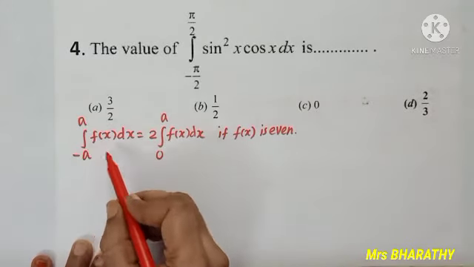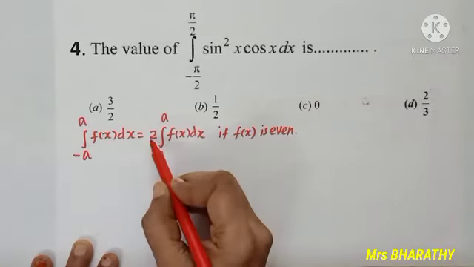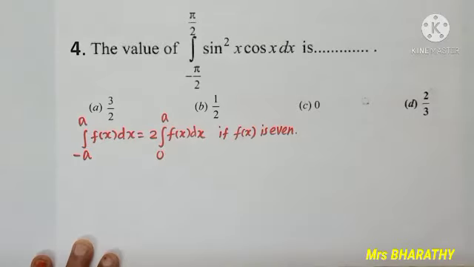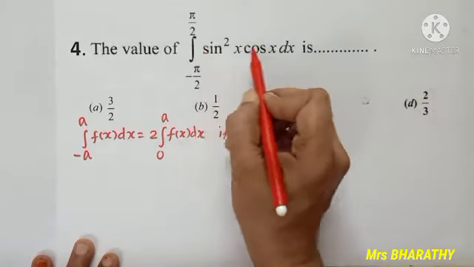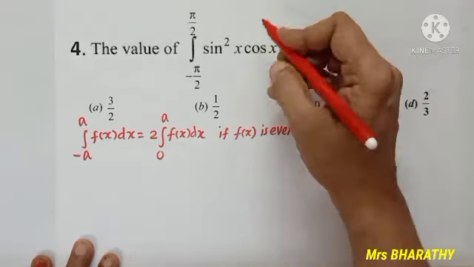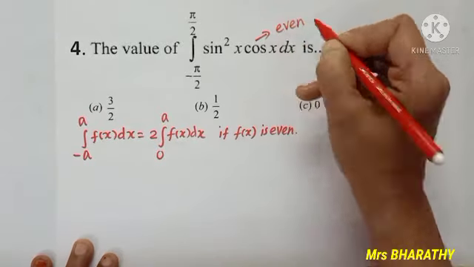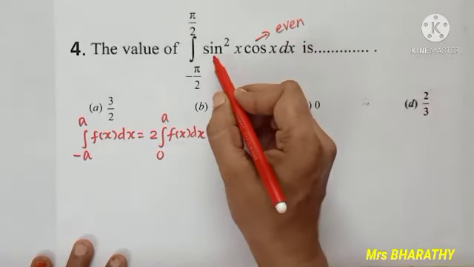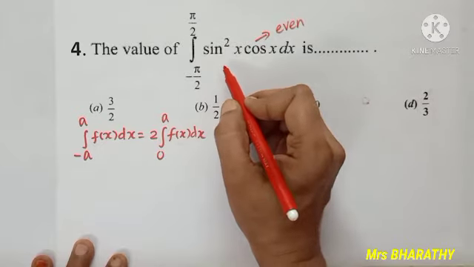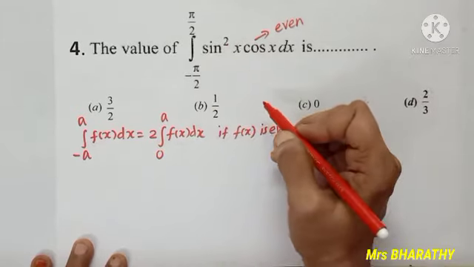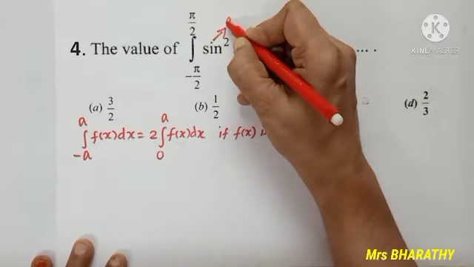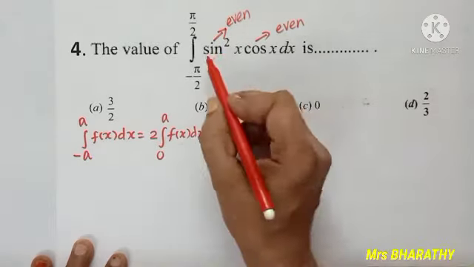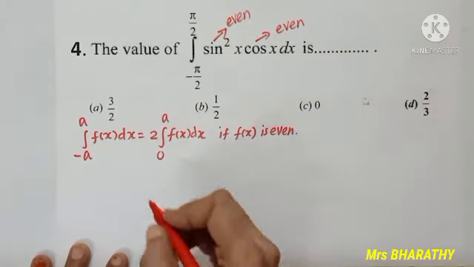Integral minus a to a f of x dx is twice integral 0 to a if it is even, 0 if it is odd. When I look at the integrand, cos x is always even. Whatever may be the power, cos x is always even. Sine is an odd function, but if the power is even, sine square is also even. So the product is ultimately even, and because it is even, I can apply this formula.